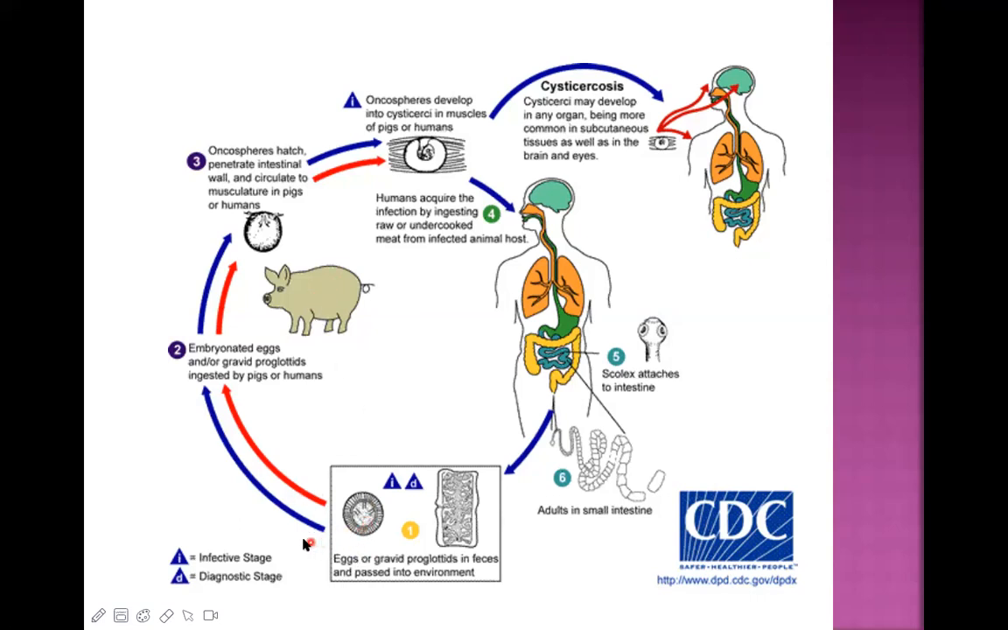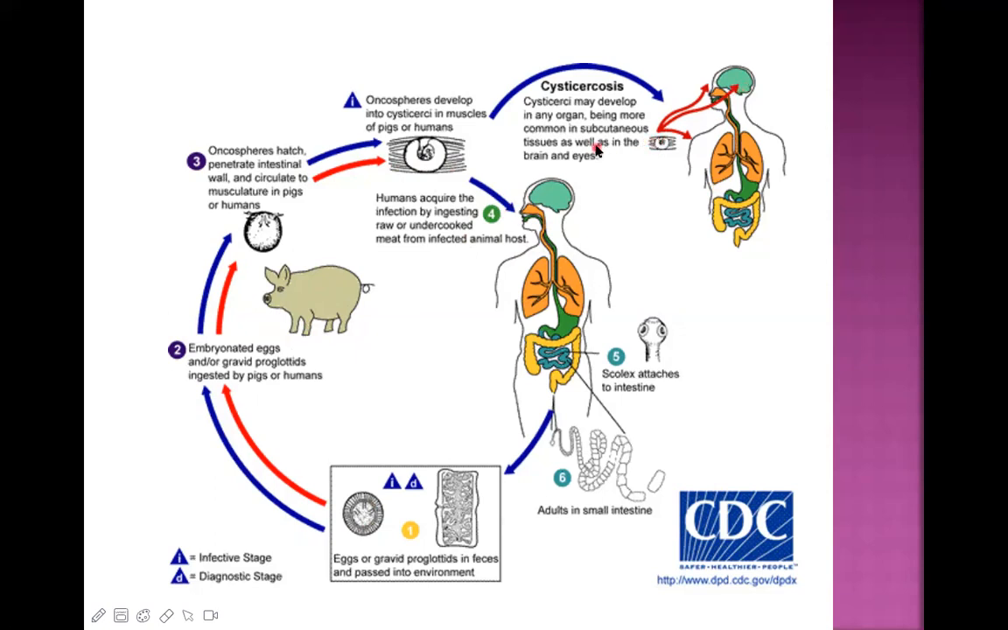Now, this time the pig does not take the egg. These eggs are taken by the human being. And how? Through contaminated food and water consumption. The pig doesn't come into the picture here. Those eggs contaminate food and water, and the human being takes them. So they go directly into our intestine, and from the intestine they can penetrate. They can go into the muscles and nervous system of the human being, and then they can cause neurocysticercosis.